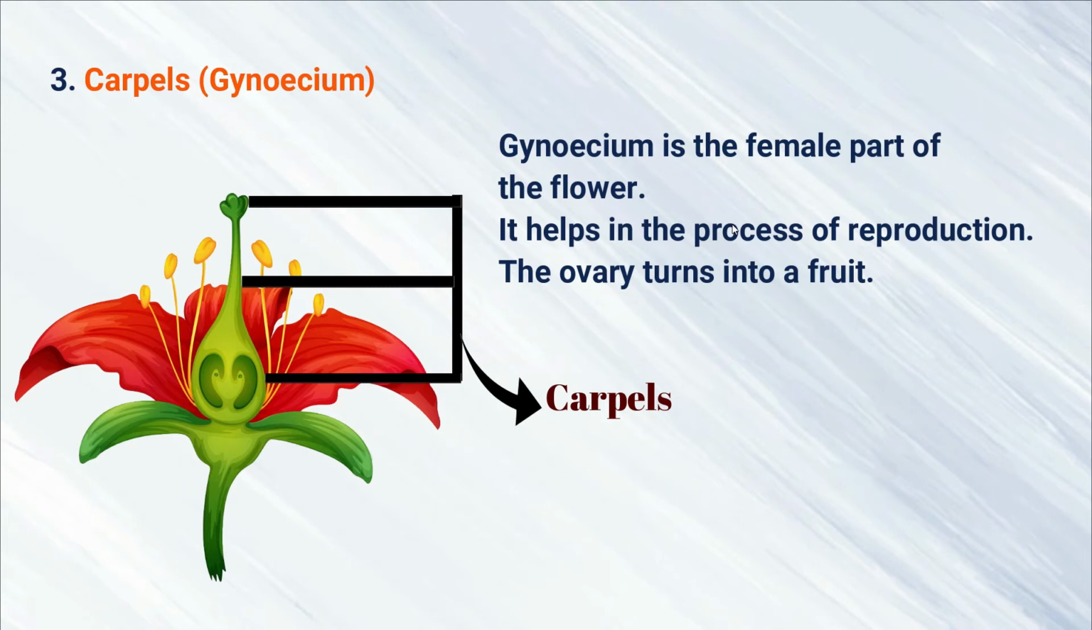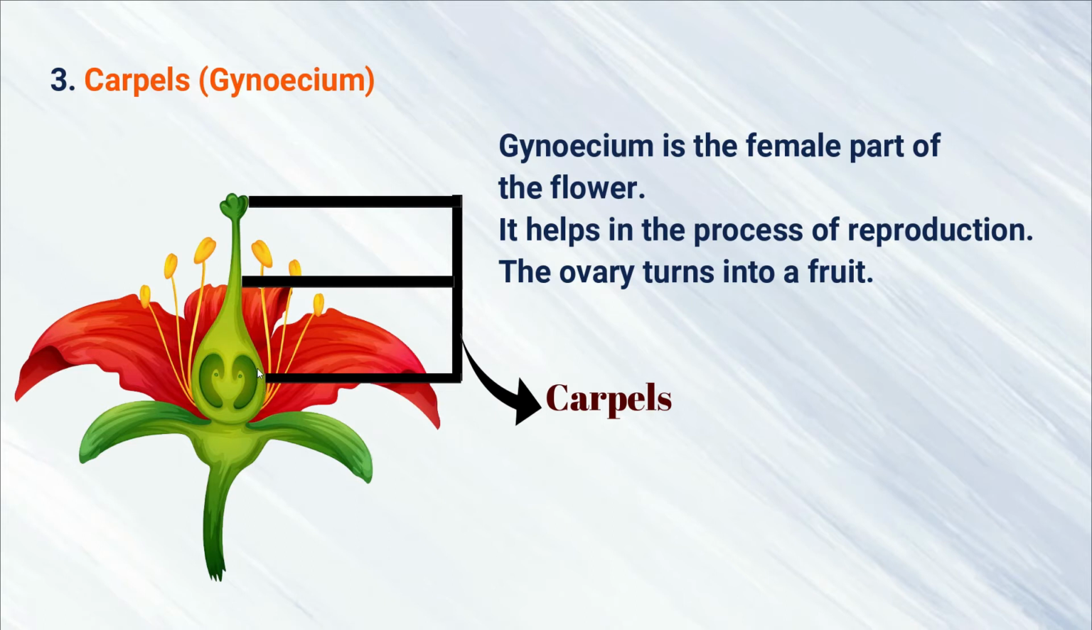Now let us see the function of the carpels. Carpel is what? In the previous video we have studied about the different parts of the flower. This is the stigma, this is the style, and this is the ovary. Stigma, style, and ovary together form what? Carpels. Together they are known as carpels. Gynoecium is the female part of the flower. It helps in the process of reproduction.